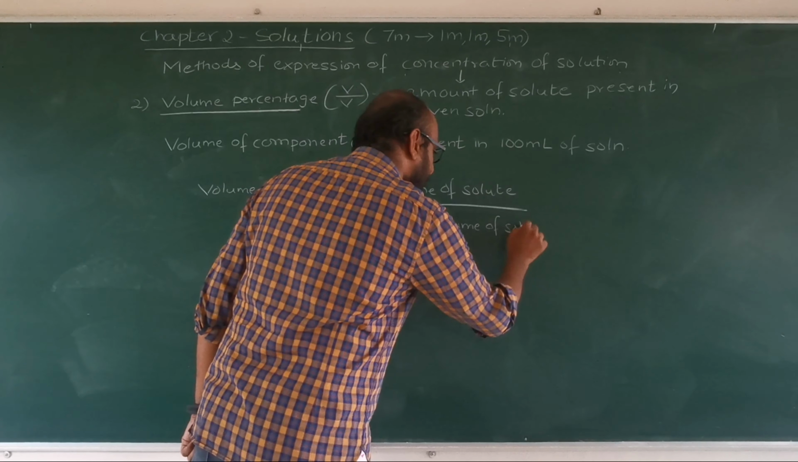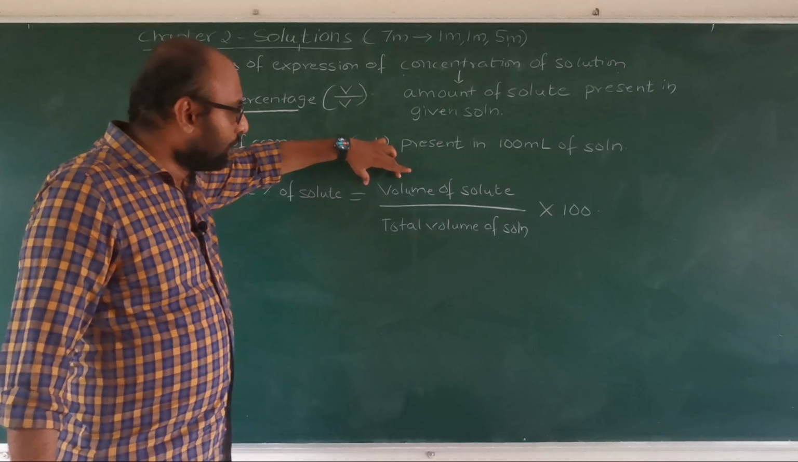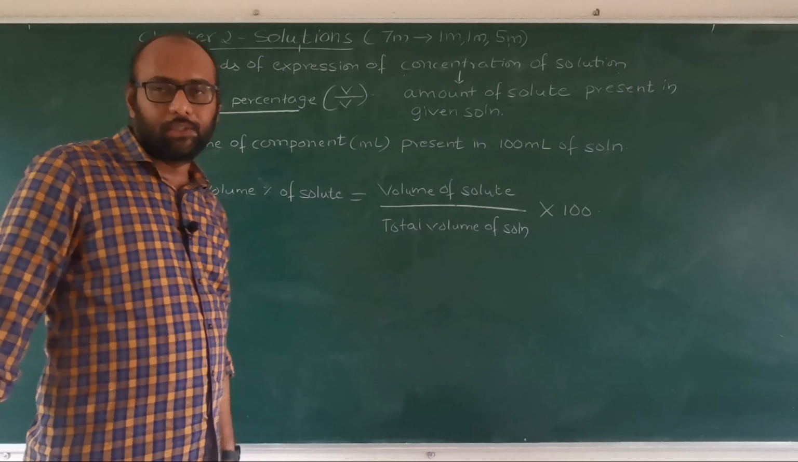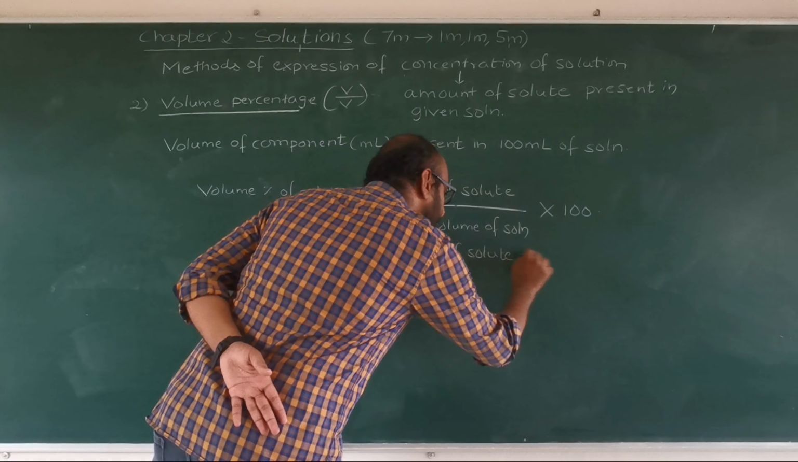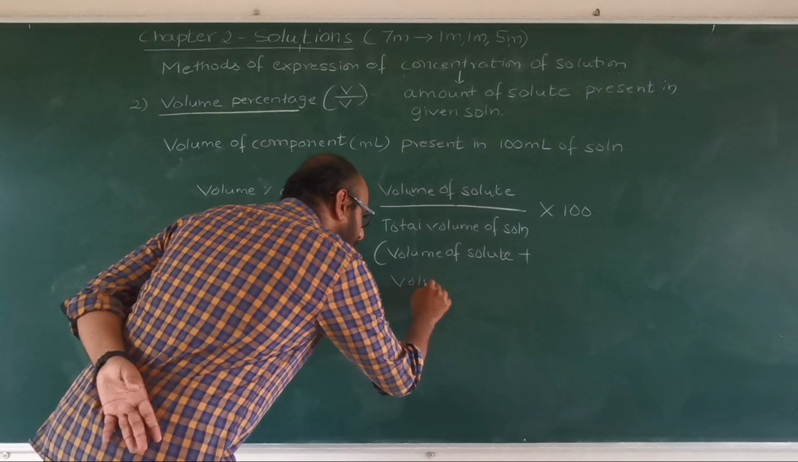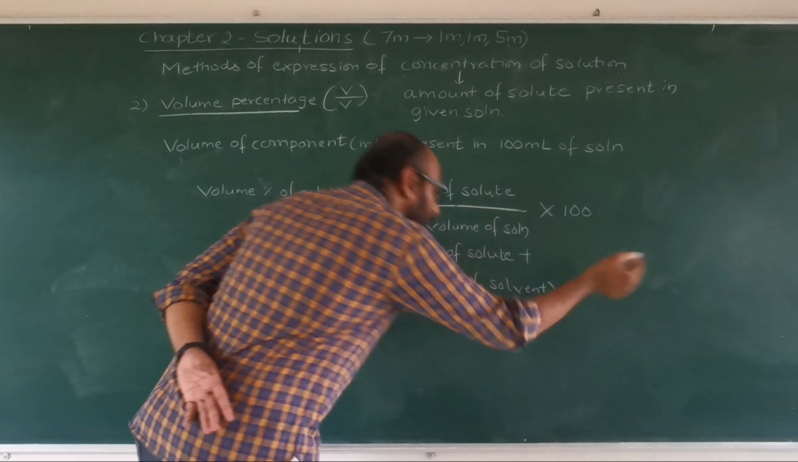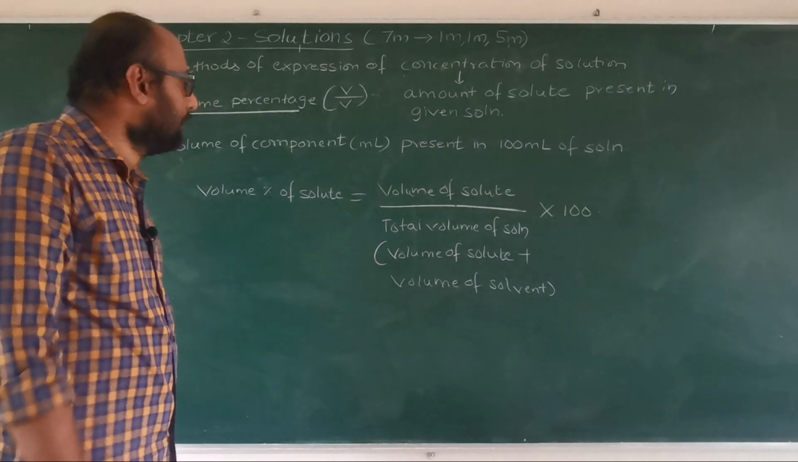So this is known as V by V, because you are taking volume of the component divided by volume of the solution. Now, what is the total volume of the solution? Total volume of the solution means volume of solute plus volume of solvent. Okay, so this is the second method of expressing concentration of the solution. You'll be expressing the concentration in terms of volume here.